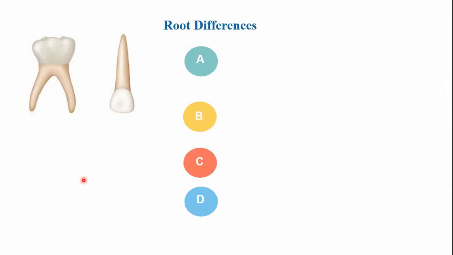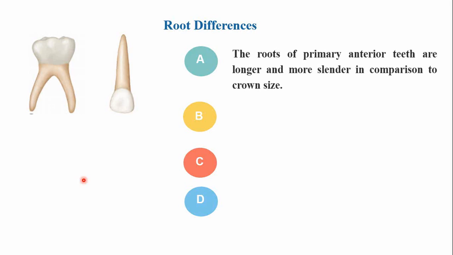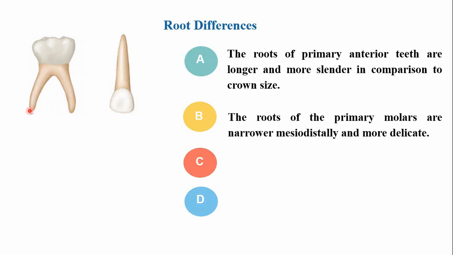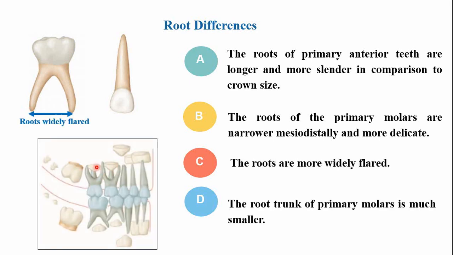Differences regarding root outlines. The roots of primary anterior teeth are longer and more slender in comparison to the crown size. In primary anterior teeth, you can see that the root length is quite long compared with crown length. The roots are narrow mesiodistally and slender. They are more delicate, and they are more widely flared to make room for developing permanent teeth crowns.